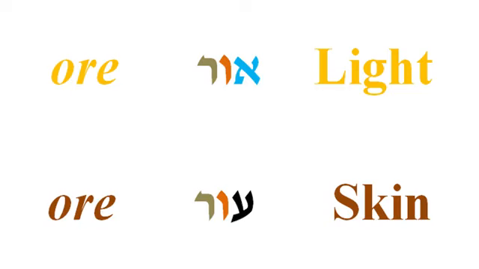Where does God get skin? He had to sacrifice an animal, right? And this is the first sacrifice. It says, without the shedding of blood, there is no remission of sin. That word for skin is also or, but it's spelled differently. It's ayin vav resh, or skin.